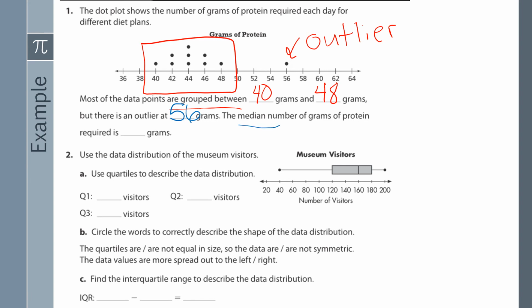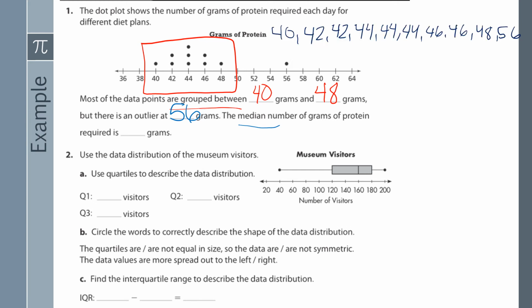The median number of grams of protein required is blank grams. To find my median, I need to list all my data out in order from least to greatest. So here are my numbers in order, and to find my median, I'm just going to start crossing off left, right, left, right, and there's my center. Both of my numbers in the middle are 44, which means my median is 44 grams. So that's all I had to do for that first question.